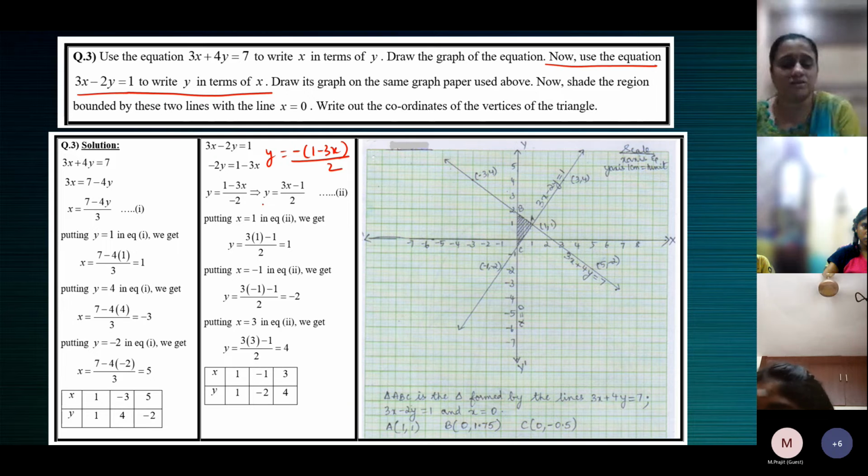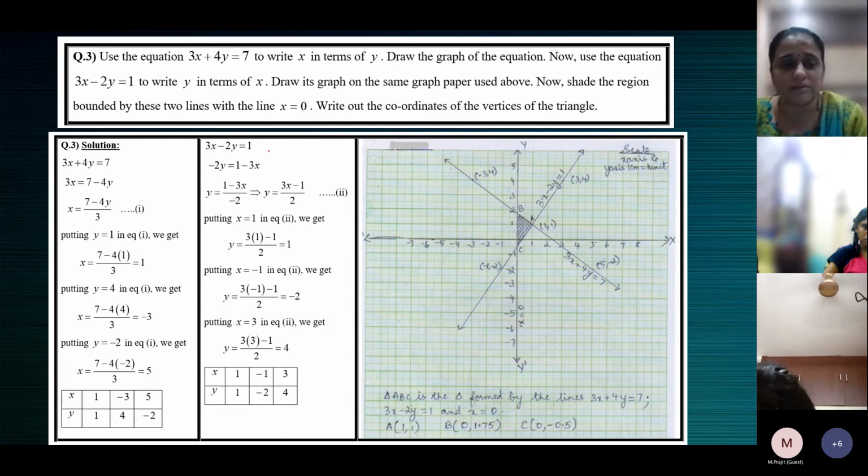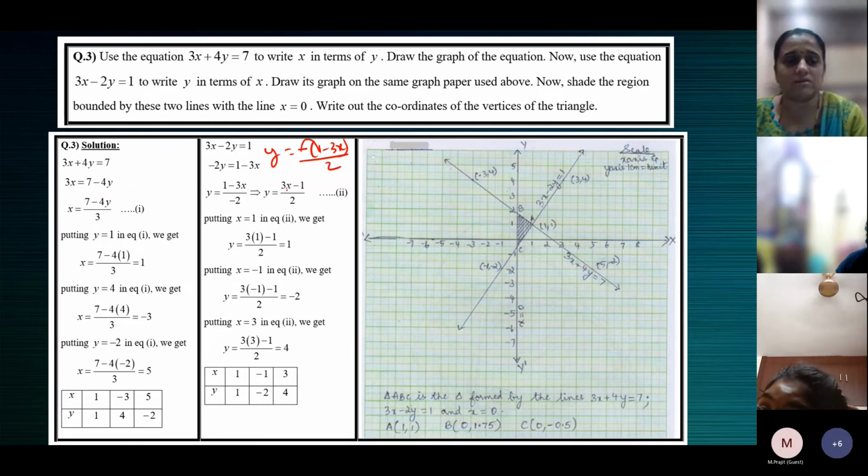See that minus sign in the denominator, you can take it up to the numerator like this. So y is equal to minus of (1 minus 3x) by 2. So what will happen? It will be minus 1 plus 3x. That's what you see here: 3x minus 1, by 2. Minus into minus gives plus 3x. In other words, y is equal to (3x minus 1) by 2.